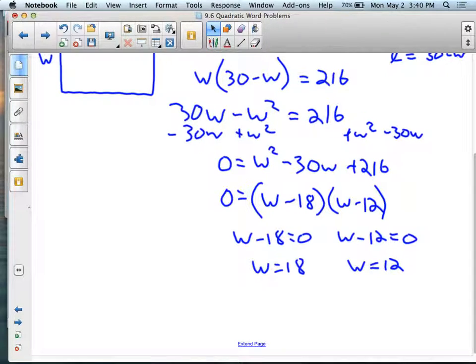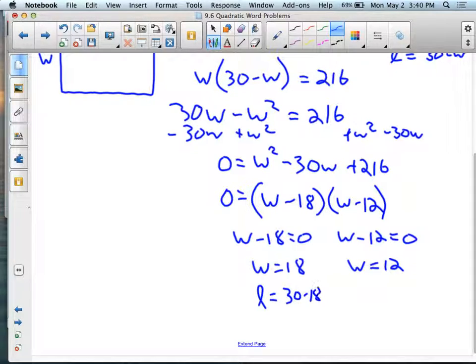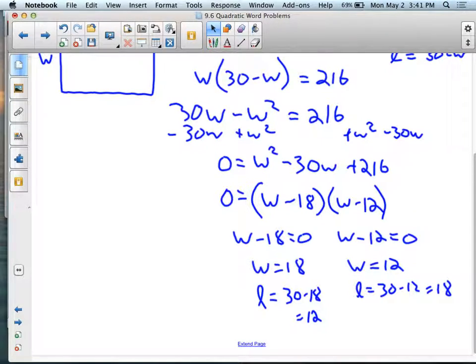Oh no, I got 2 positive answers. Which one do I cross off? Well, let's think about it for a minute. If the width was 18, wouldn't the length be 30 minus 18, which is 12? And if my width was 12, wouldn't my length be 30 minus 12, which is 18? So my width could be one or the other. It doesn't really matter which side we call the width.